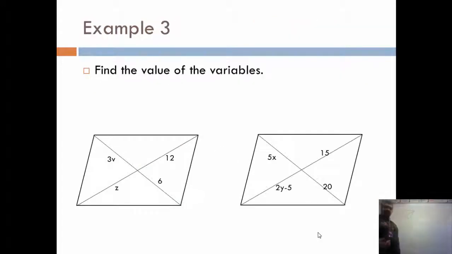Alright, let's just quickly do two examples here. Find the values of the variables. If I give you the diagonal's length. Now, in the book, I've had a few people in the past ask me, how do I know if this is a diagonal length or if this is an angle measure?